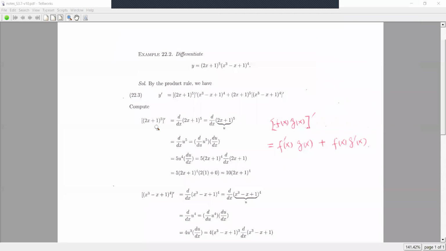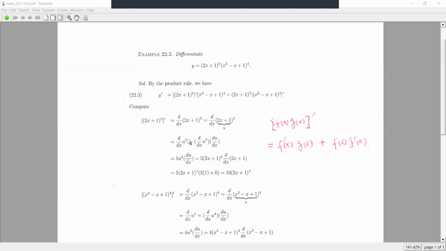To find this derivative, we can expand the power, then compute the derivative. But expanding the power 5 is tedious. So I prefer to use the chain rule to compute this derivative. I simplify the function by introducing an intermediate variable u. I let u be 2x plus 1. Then the function becomes u to the fifth.